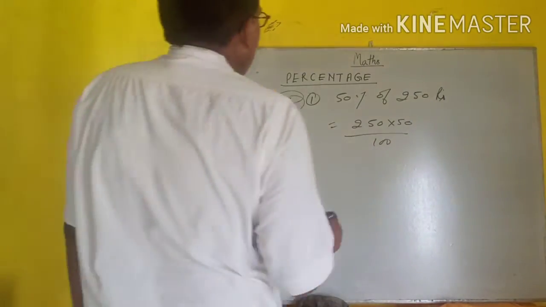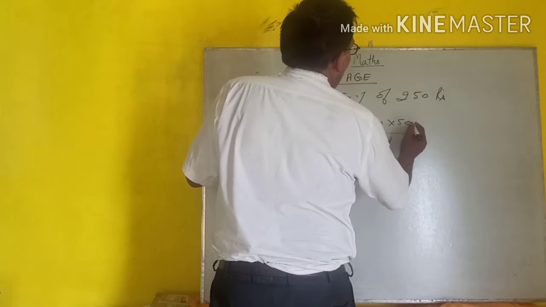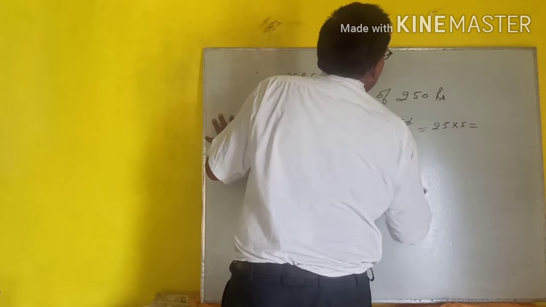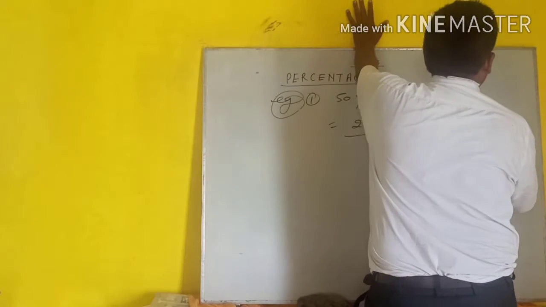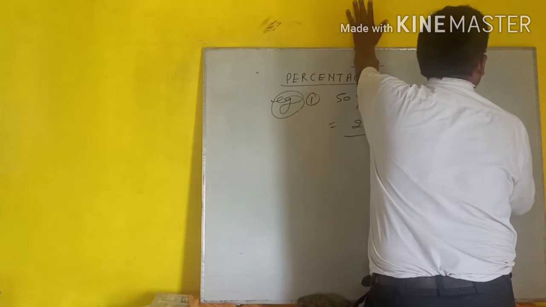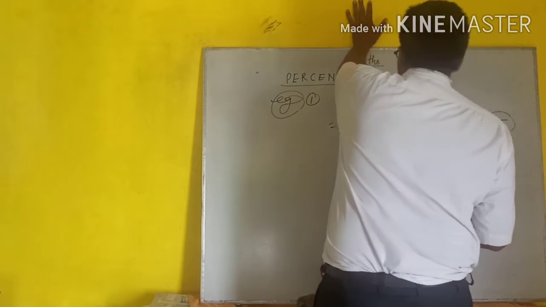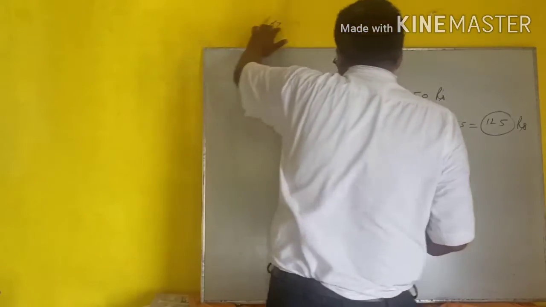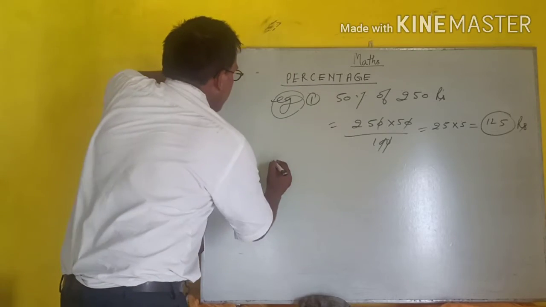Here you write double zero cancel, it becomes 25 multiply by 5. Here 5 5 are 25, 5 2 are 10, 2 12, it becomes 125 rupees. I take second example.